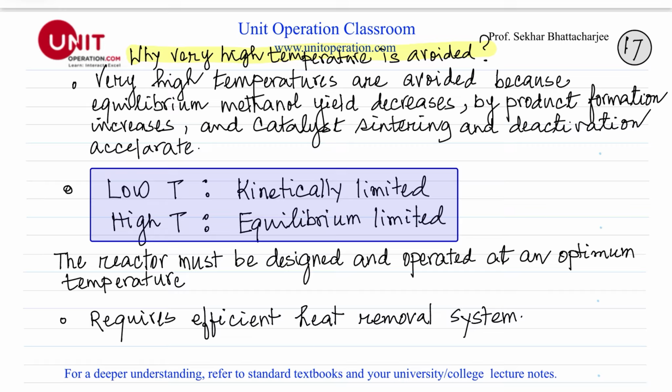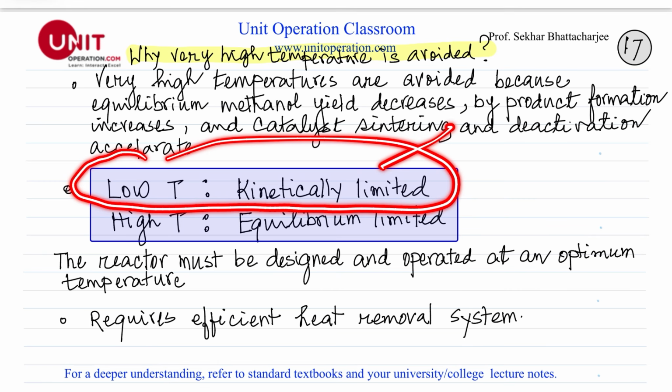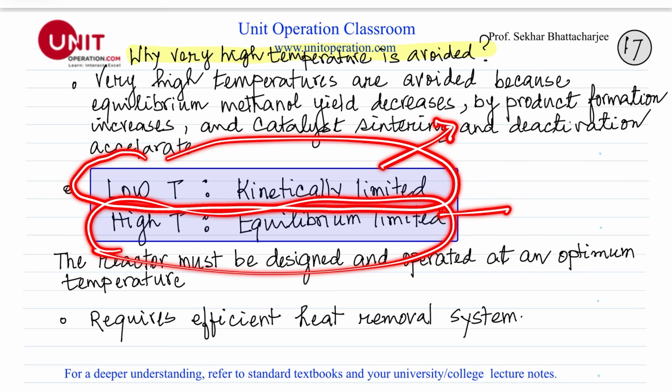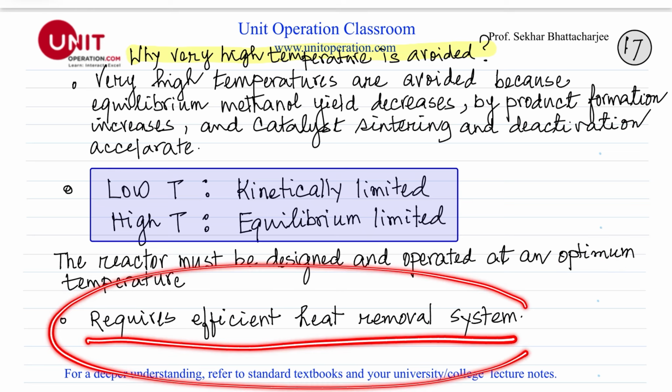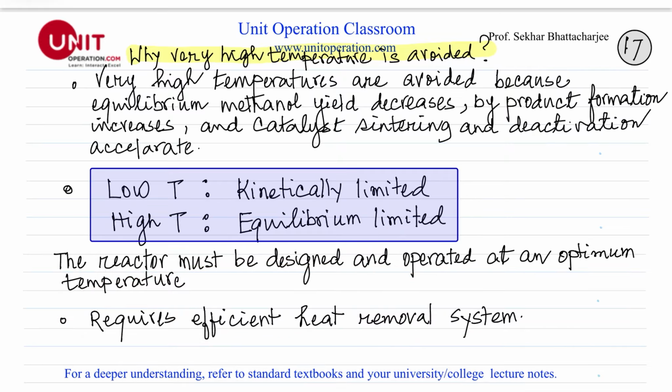So basically, at lower temperatures it is kinetically limited. Kinetics is very low. At higher temperatures it is equilibrium limited, because the equilibrium conversion falls, since this is an exothermic reaction. The reactor must be designed and operated at an optimum temperature, and of course requires an efficient heat removal system because this is an exothermic reaction.